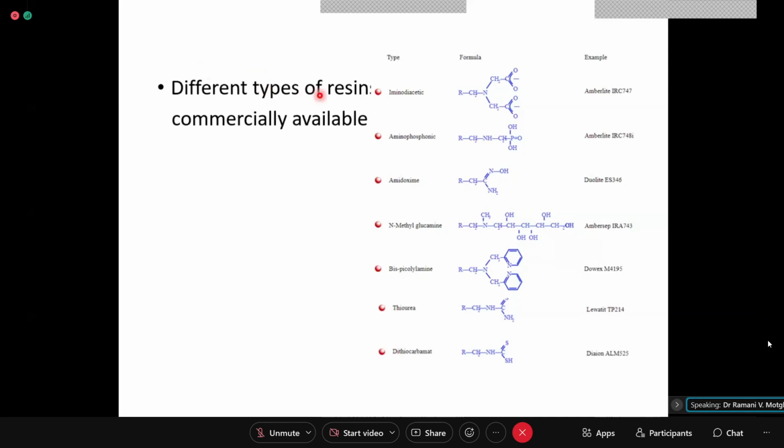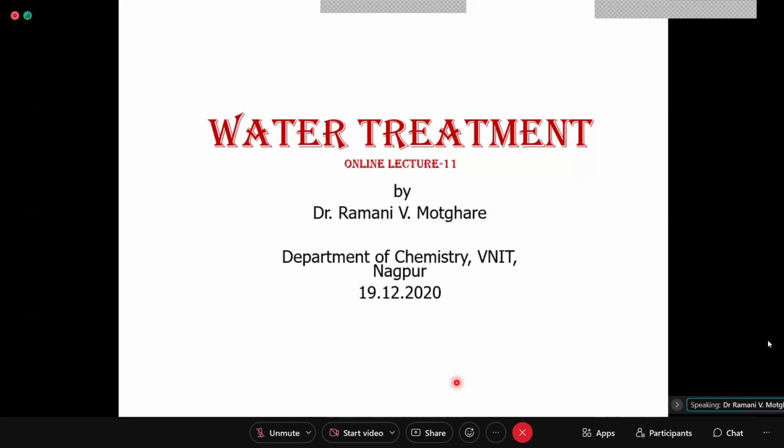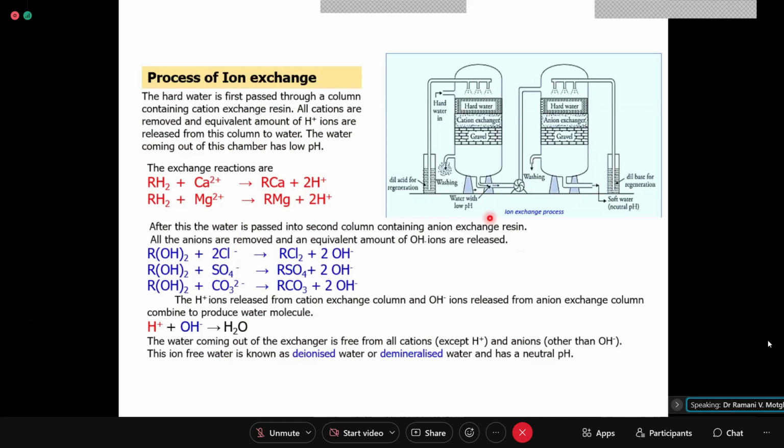Okay, coming to different types of resin commercially available, these are the types, and no one will be asking you these things. Okay, now coming to the actual process.